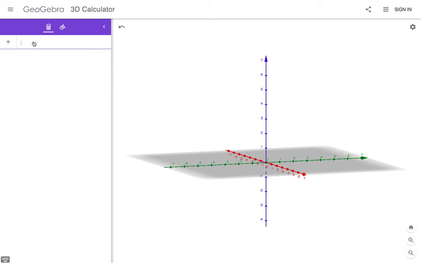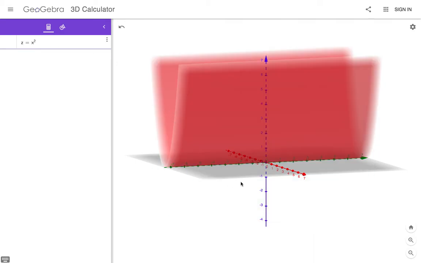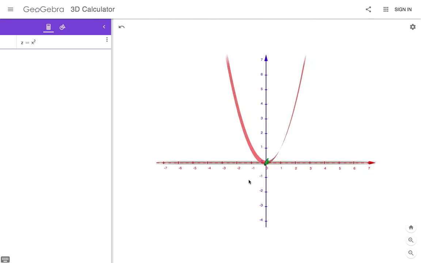If I graph z equals x squared, okay, I get this parabola. Now if I look at it from the perspective where my y-axis is gone, my y-axis was pointing straight at me, and I just have my x and my z-axis, it just looks like a parabola, right? And that makes sense because it's just a parabola z equals x squared. x is my input or independent variable, and z is my output or dependent variable.